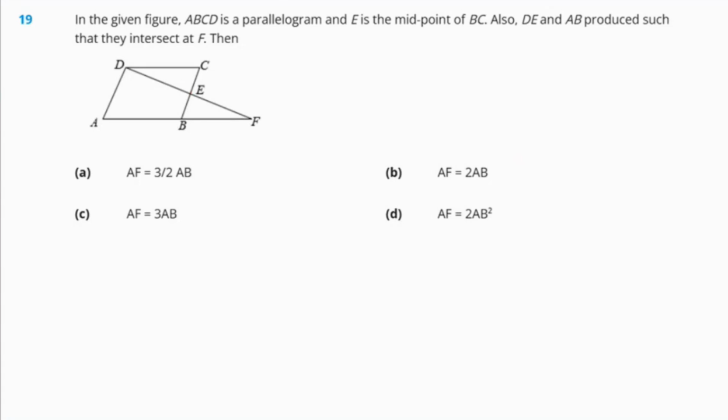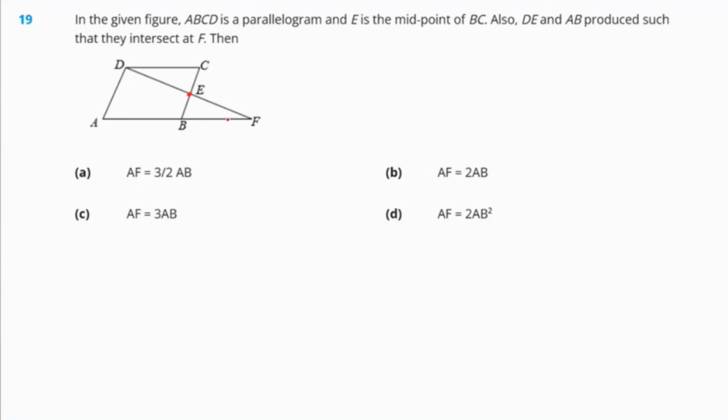Okay, so since ABCD is a parallelogram that we can clearly see. ABCD is a parallelogram, so we already know that opposite sides need to be equal and parallel to each other. Okay, and after that, what else we know? Okay, so ABCD is a parallelogram. E is the midpoint only, which means CE and BE both need to be equal, and DE and AB both are produced and they are meeting each other at F.